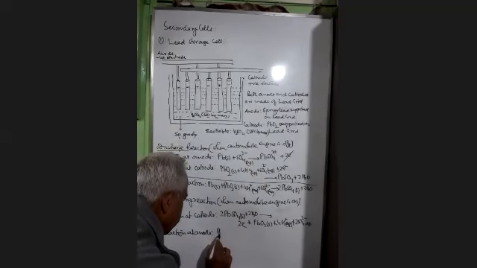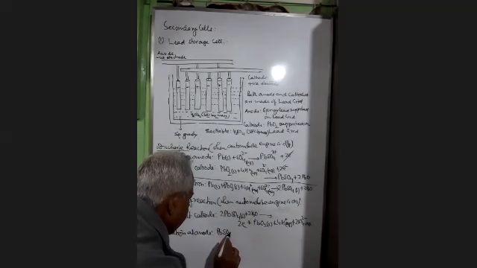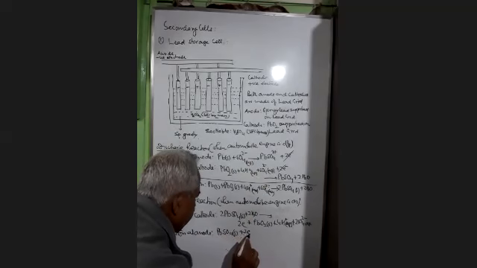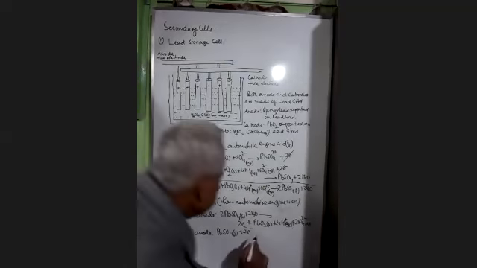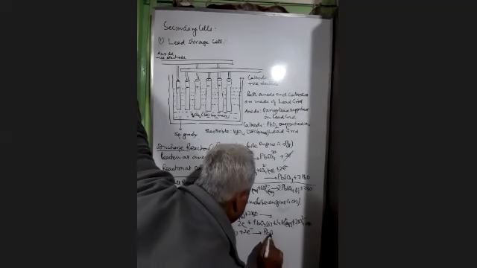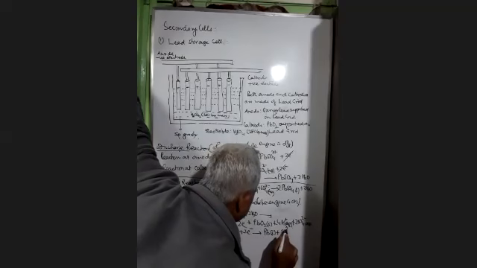Okay, and reaction at anode. At anode, it will be PbSO4 solid plus 2 electrons will give you Pb solid plus SO4 2 minus aqueous. Add it. Overall reaction.